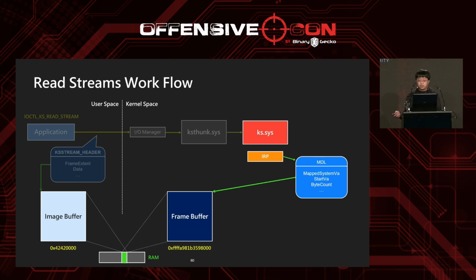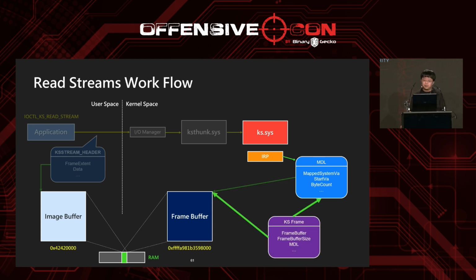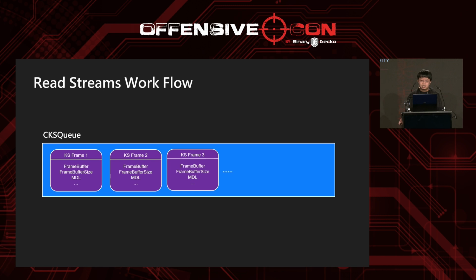Next, the user buffer will be mapped into kernel space as the frame buffer according to the MDL. At this point, both the user buffer and the frame buffer point to the same physical memory. Finally, KS allocates a KS frame structure in kernel, which stores the MDL, the kernel frame buffer pointer, and the buffer size. Then the KS frame is placed into the queue, waiting to be filled with data.